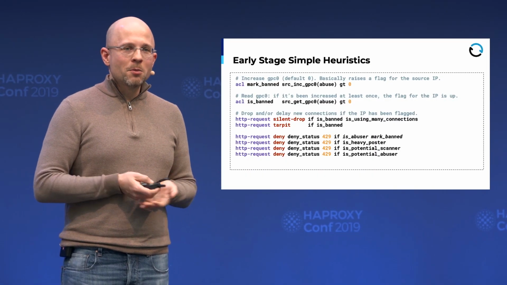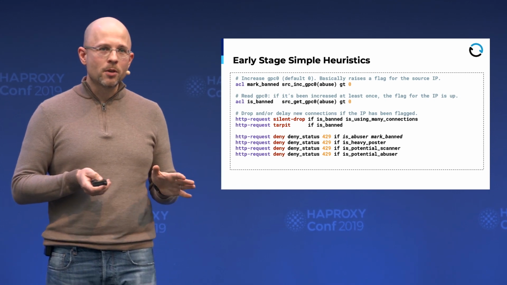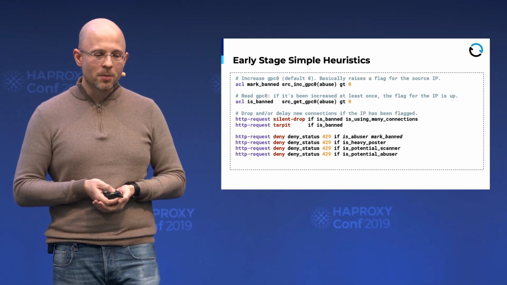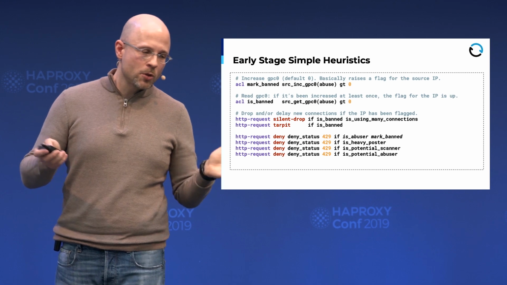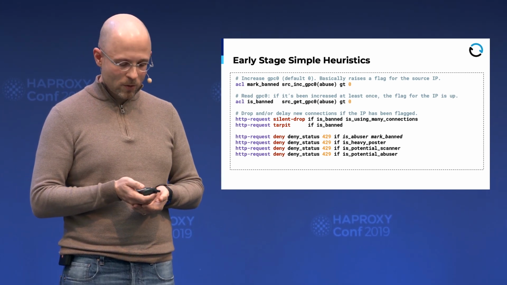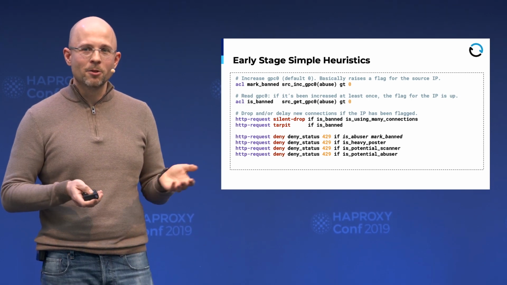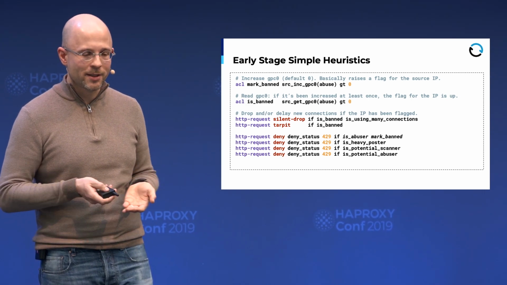If they are not using many connections, we at least delay them for a short while with the tarpit feature, and then they get a 500 back. But we try to play nice and respond with 429s as long as we can, so that in case we're accidentally matching someone, they have a chance to at least contact us and tell us what's going on.